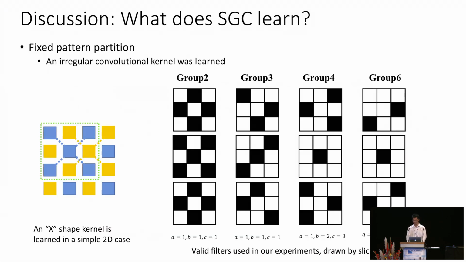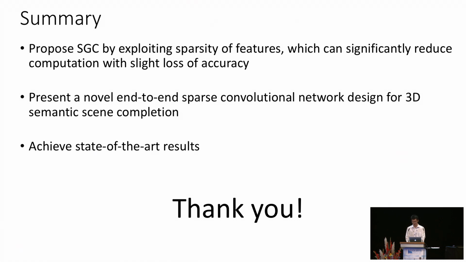As for SGC with fixed pattern partition, we find it learns an irregular convolutional kernel. In the left figure, we show a simple case in 2D convolution, which divides voxels into two groups. The valid convolution kernel shape is always X because the sparsity pattern keeps the same when sliding the convolutional kernel. The right figure shows the irregular valid filter shapes learned in our experiments. The filters are drawn by slice.